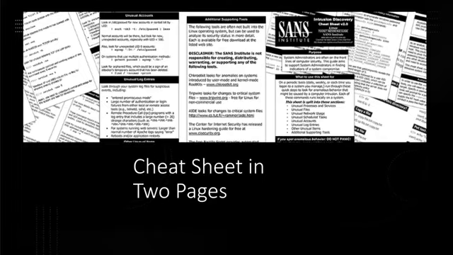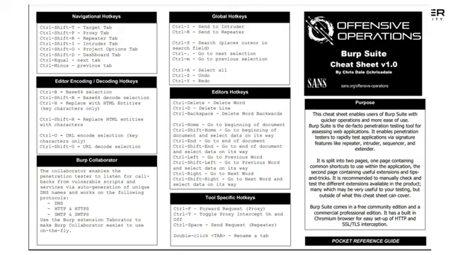So here we see the full page 1 of the cheat sheet, and I'm going to walk through many of these elements in this presentation. You can see the white space allowing you to fold the papers quite easily. We have global hotkeys, navigational hotkeys, encoding and decoding hotkeys, and a collaborator section, which I will walk through during this presentation.